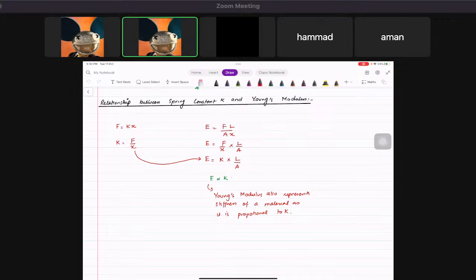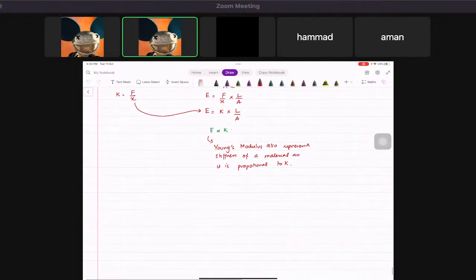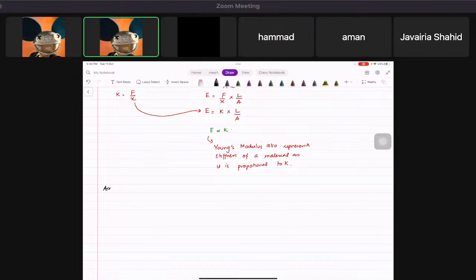Okay, now let's go. Yesterday we did the relationship between K and Young modulus. Today we will do the area under the graph of stress versus strain. Okay, and this is something very, very important.